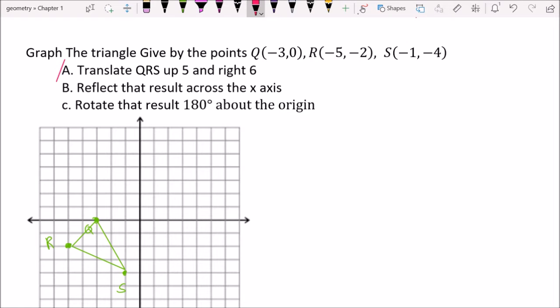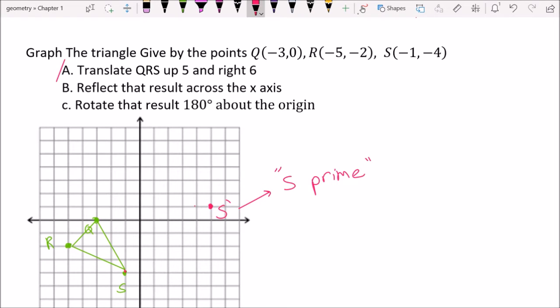I'm going to go up 1, 2, I'm going to start with S, by the way. So up 1, 2, 3, 4, 5, right 1, 2, 3, 4, 5, 6. Now, that was point S. It just moved. So what we're going to do is we're going to call that S, but we have to put a mark to say that it's not the same point. The way we say this is S prime.